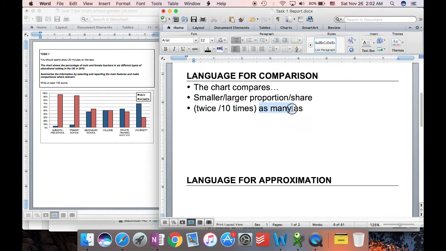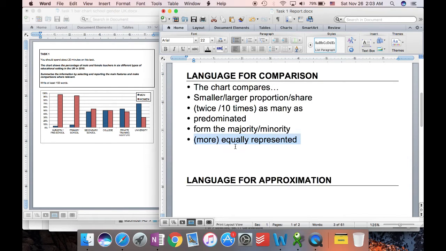As many as, the phrase as many as is really useful when you're comparing things. You can talk about twice as many as, so there are twice as many male lecturers at university as female lecturers. 10 times as many. I think actually at preschool nurseries, maybe between 9 and 10 times as many women as men. Predominated, so women predominate in the primary school and nursery school level. Form the majority, the minority. So a collocation here with majority and minority is form. You form the majority. Men formed the majority of teachers in university and in private training institutes.